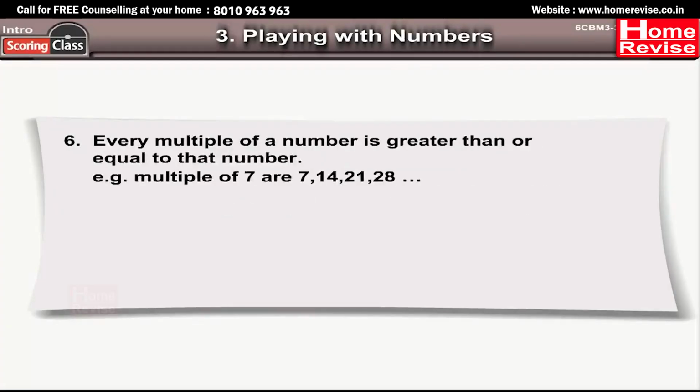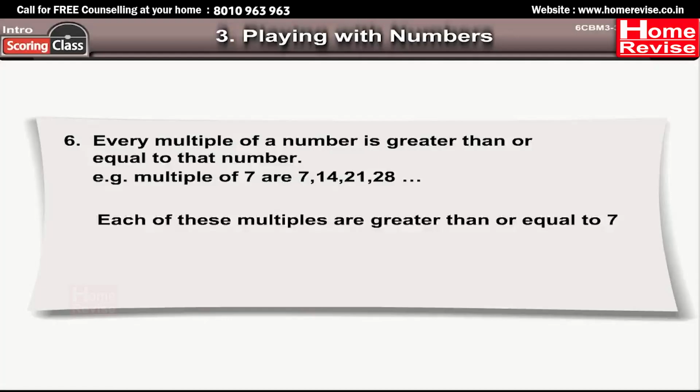Number 6. Every multiple of a number is greater than or equal to that number. For example, multiples of 7 are 7, 14, 21, 28, and so on. Each of these multiples is greater than or equal to 7.